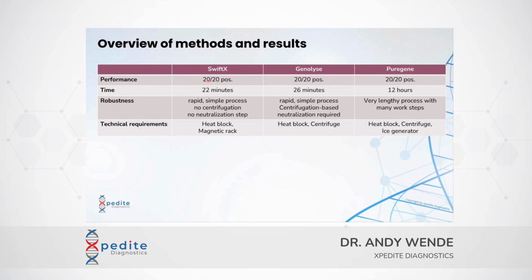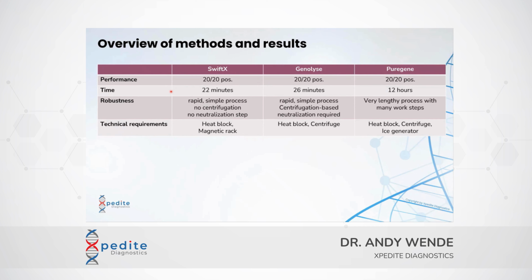for each of these different extraction approaches, Tamaz prepared 20 replicates, so 20 biological replicates were analyzed. And for each of those SwiftX variants, 20 of 20 were also positively detected in PCR and LAMP. The same holds true for Genolyze and also for PureGene. So far, so boring, basically. I mean, more or less expected. The interesting things come below here.